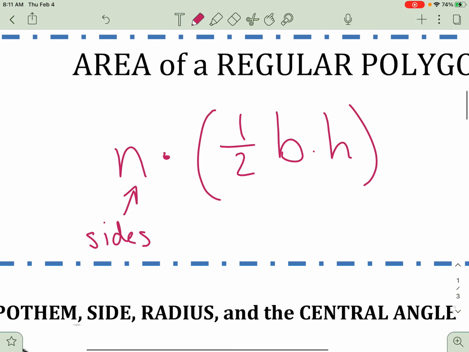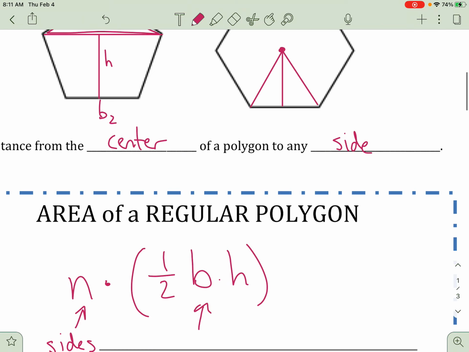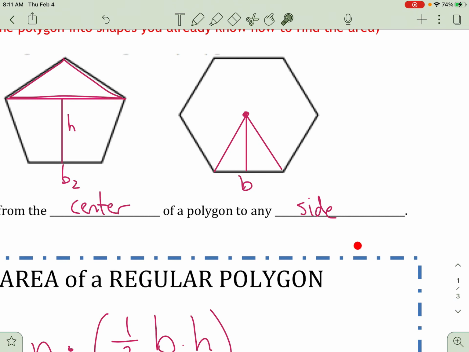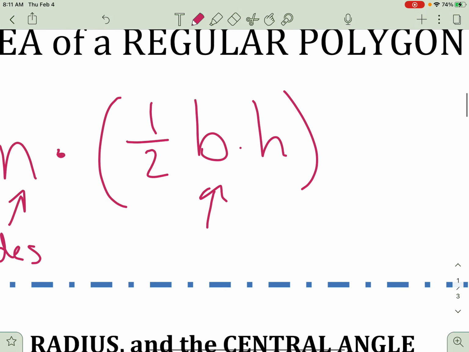So n, as I mentioned, is the number of sides of the shape. Instead of it being the base, you have to think of it like this: this is a triangle, so that would be the base, but it won't say base, it'll be a side length. So that'll be a side length.